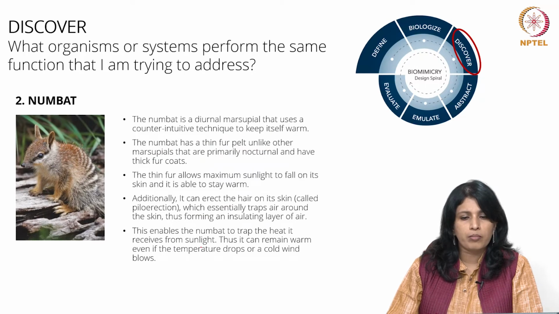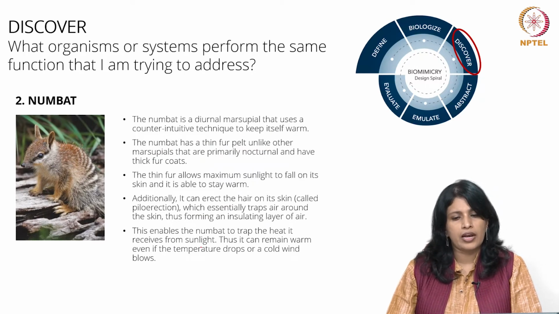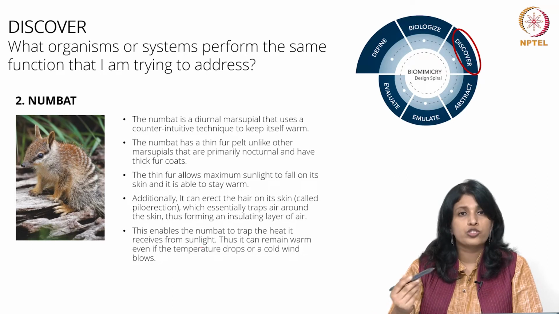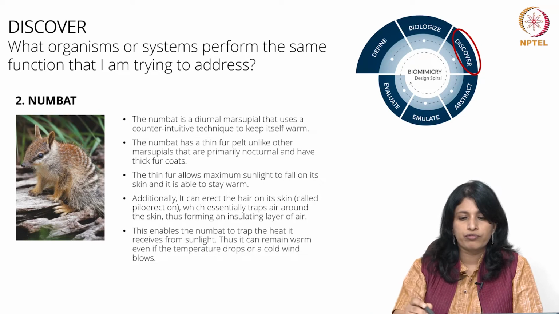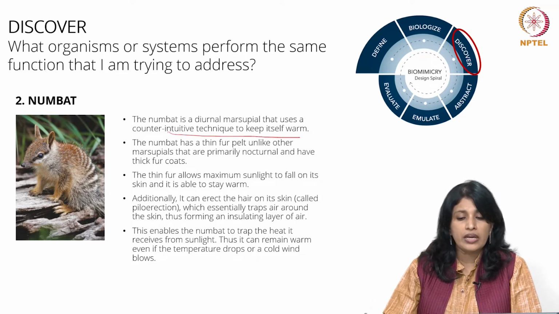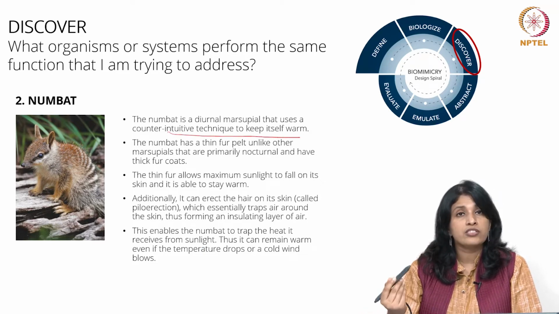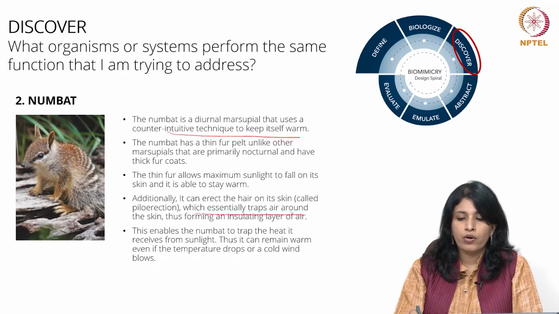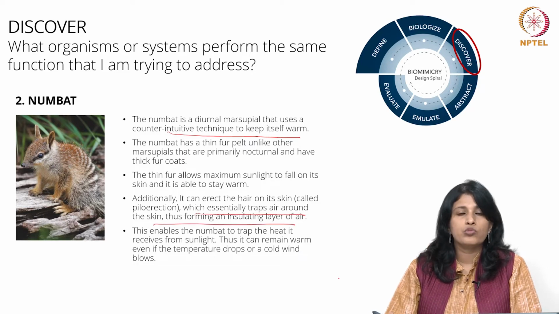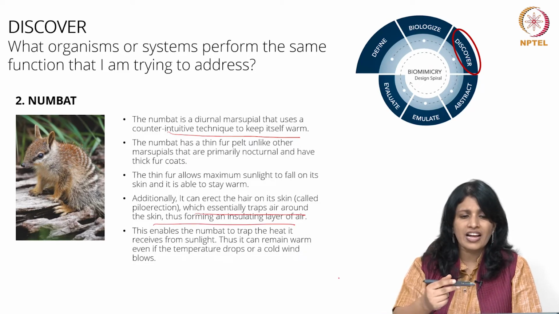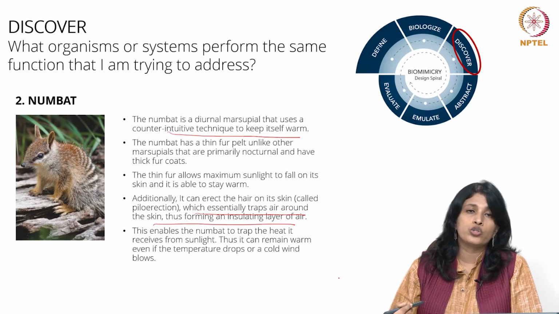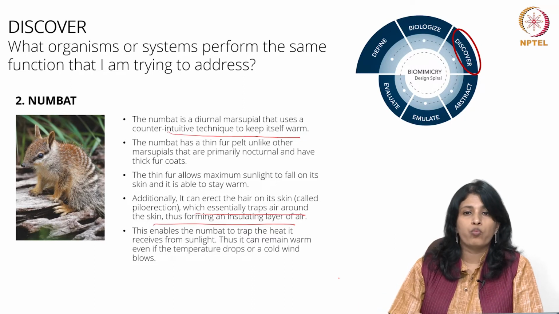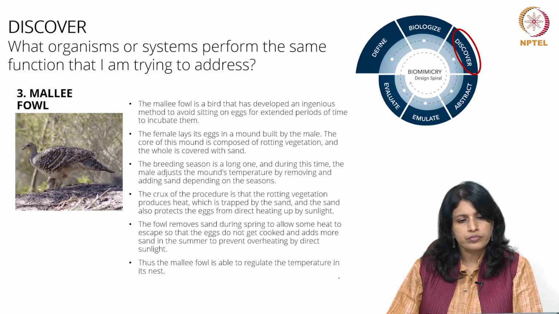The next one is the numbat. The numbat is an animal which also keeps warm, and it keeps warm in a very counterintuitive manner. There's a counterintuitive technique that it uses to keep itself warm. It has a very thin fur, but it is still able to stay warm because of trapping the air around its skin using a special strategy. And that's the numbat for you. So, this is another organism that is doing the same thing that I want to do as a function, which is to keep warm in a cold climate.